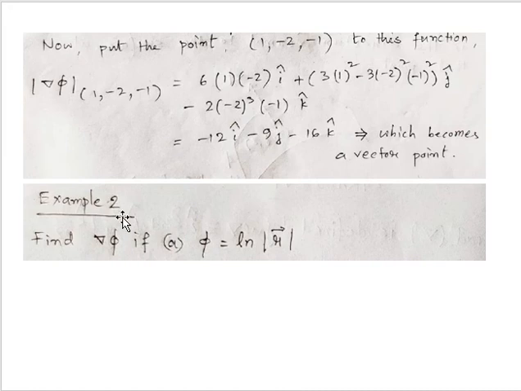Now come to example 2. So this is simply to find grad phi. We are required to find out the grad phi when phi equals ln mod r, where r is a vector. Now how can we solve it?